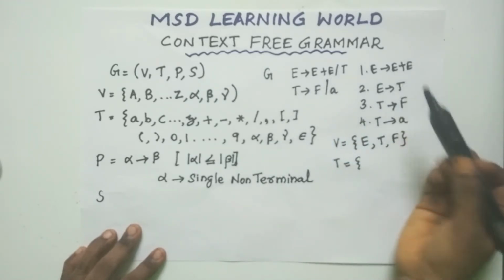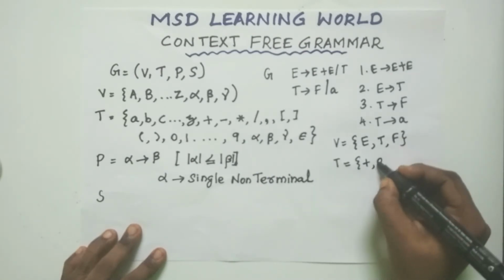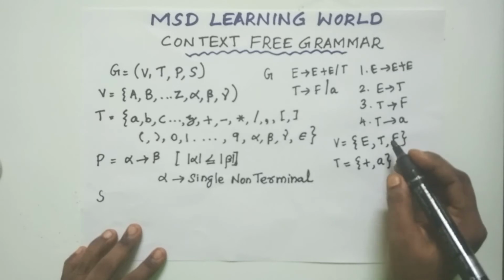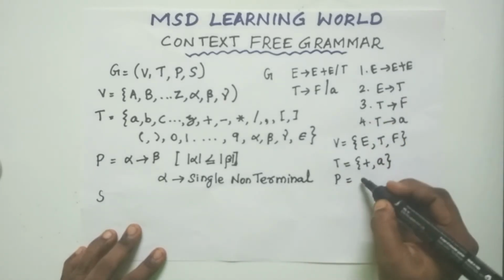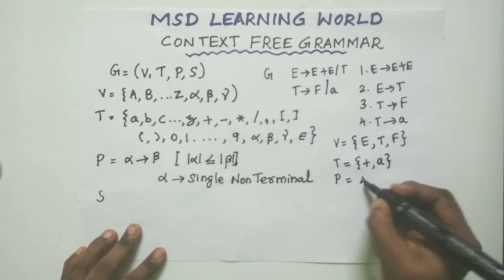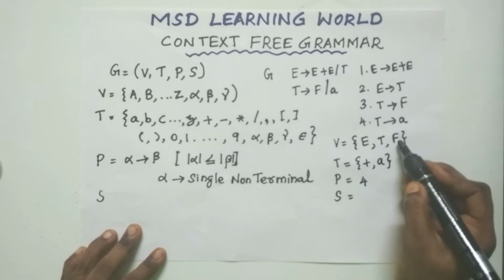When you are finding the terminals, you have to start from the first production. The first production is E plus E, so plus is a terminal. Then you have a, a terminal. Plus and a are the terminals of the grammar. And here you have four productions. Take them and write them separately. So the productions are four.